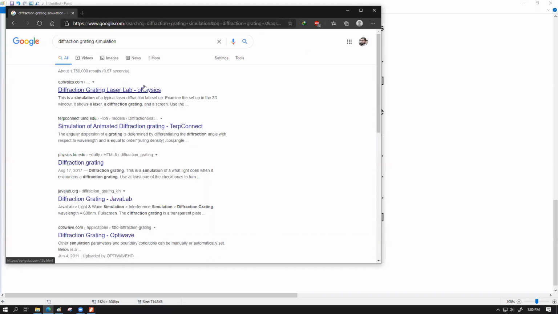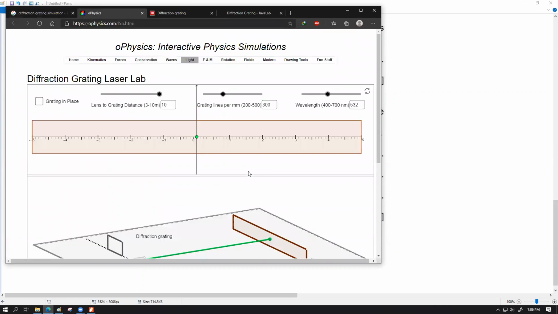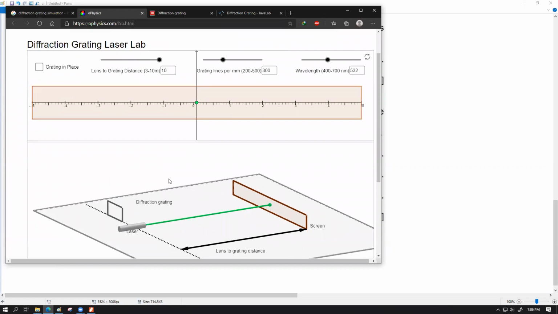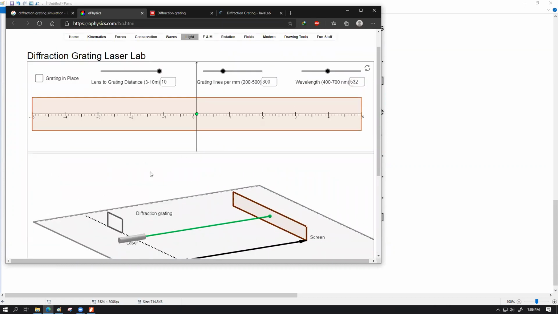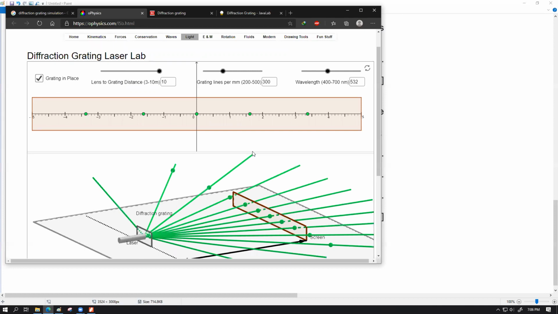I hope it has something. Okay. I seem to have a lot of stuff. Okay. So how does this work? This is the grating in place. Oh, beautiful.